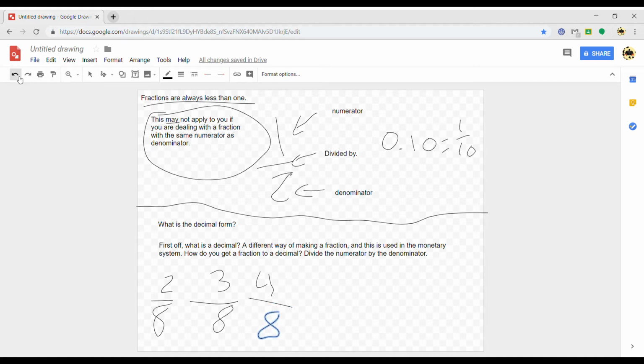So you're gonna do what we did for the last one, which is divide 3 by 8. And if you divide 3 by 8, you're gonna get the decimal. And I would advise you to have a calculator at hand, like I do. If you don't, just use paper.